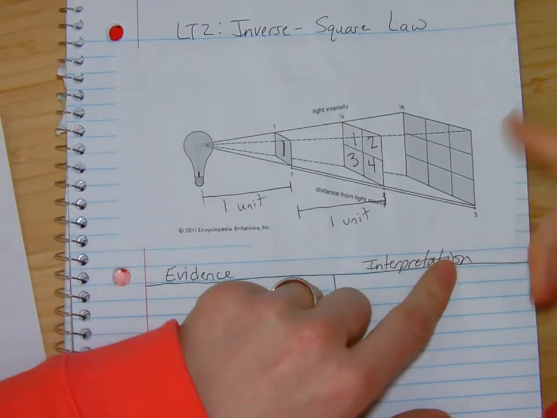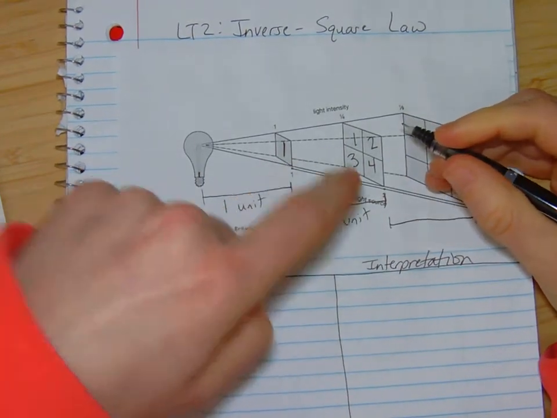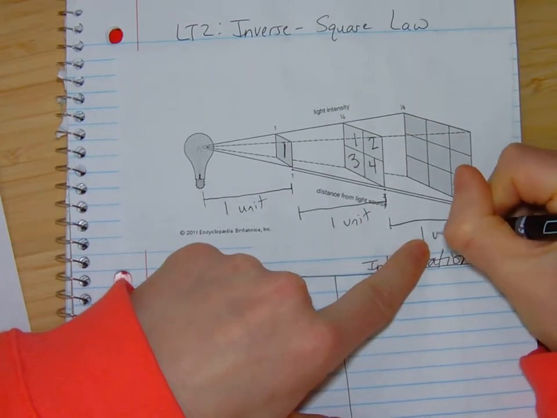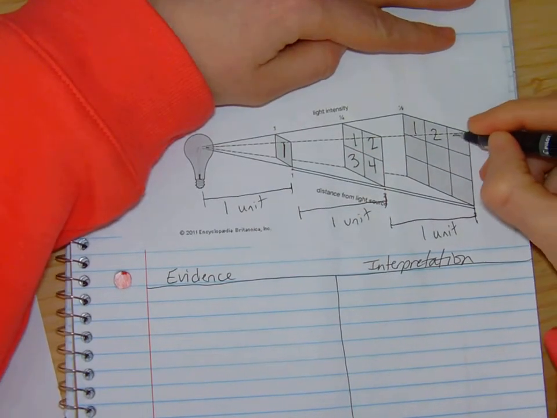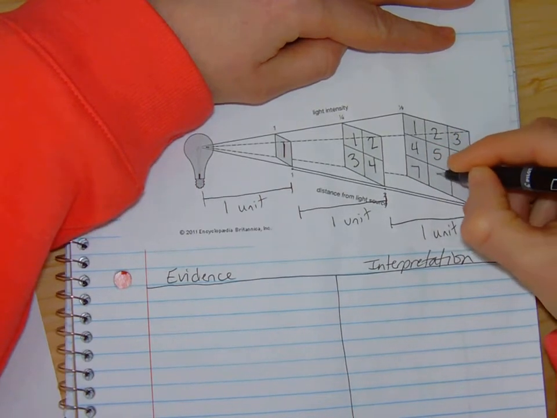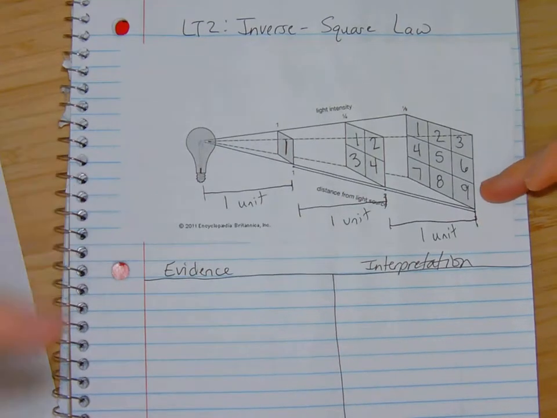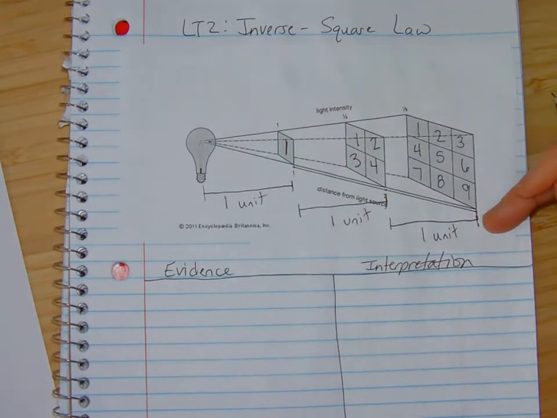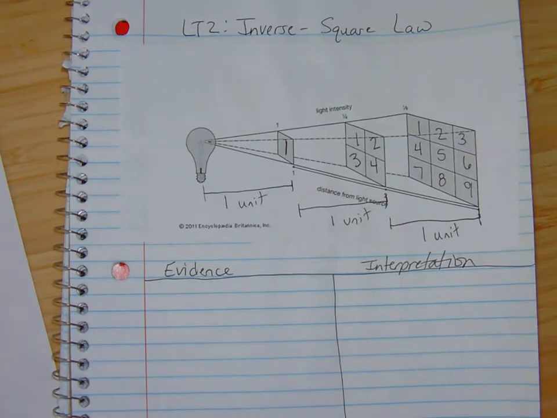Well, let's go out another unit farther. So maybe if this is 1 meter, then there's somebody 2 meters away, and now there's somebody 3 meters away. We know that the light is not going to be as intense, not as bright, and it's going to cover more area. Three times farther away, it's 9 times less intense and takes up 9 times more space.